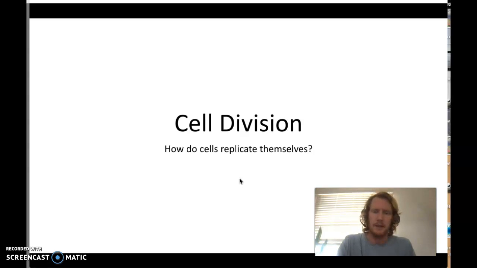But here we go. We're talking about cell division. So we're looking at how do cells replicate themselves. And I guess before we get started, if you don't have a piece of paper out in front of you to take notes as we go through this, I would pause the video now, get that paper out, and have something to write with. All right, here we go.